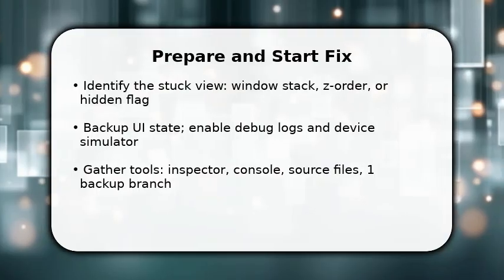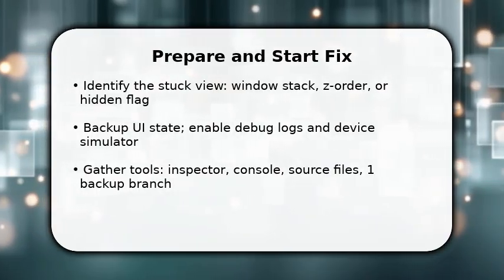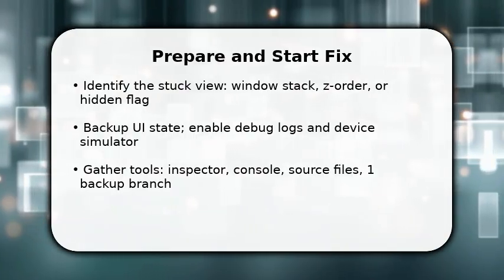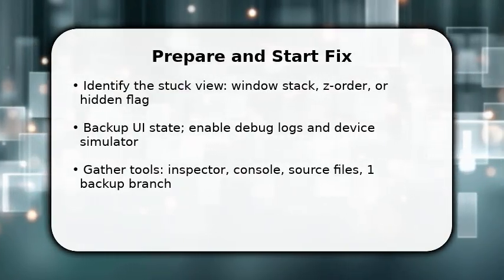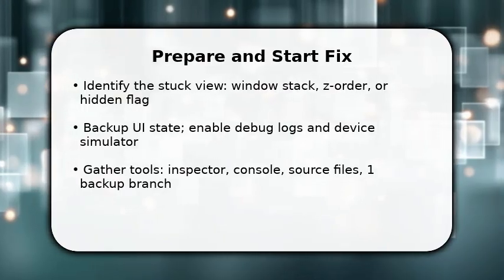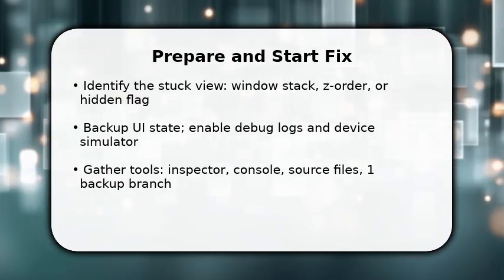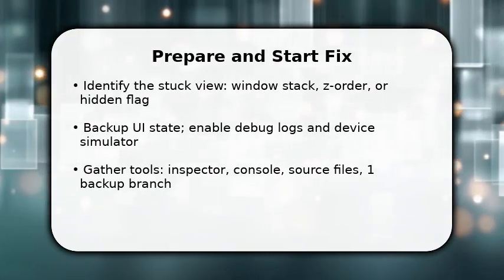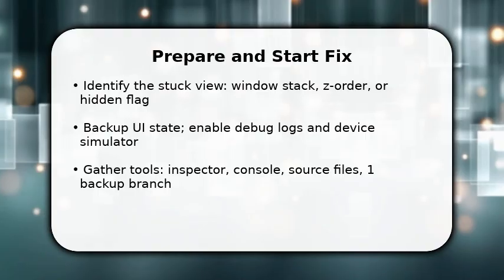You begin by confirming the exact symptom so you fix the right view. Inspect the view hierarchy and check Z-order and hidden flags, record the offending view ID. Once done, create a quick backup branch and enable verbose UI logs so changes are reversible. Make sure to attach your inspector and console to see runtime changes.